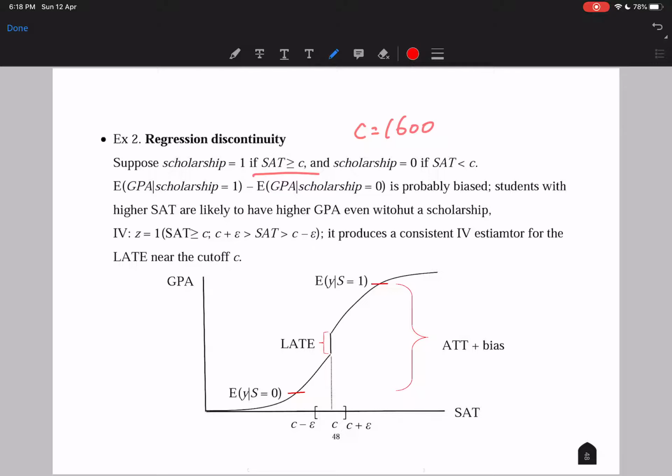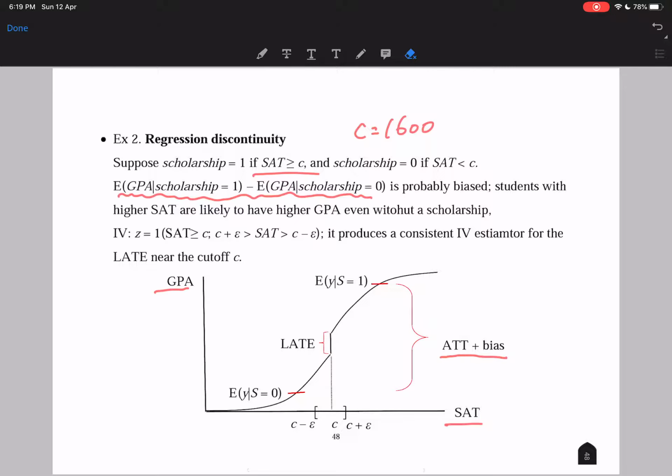And if we run a regression, we regress GPA on scholarship, and this is what we get, right? And we know that it's likely to be biased, right? So that's likely to give us the average treatment effect on the untreated plus selection bias. Okay. And if you look at the figure here, the x-axis is SAT score, the y-axis is GPA, and we know there should be a positive relationship between the SAT and GPA.